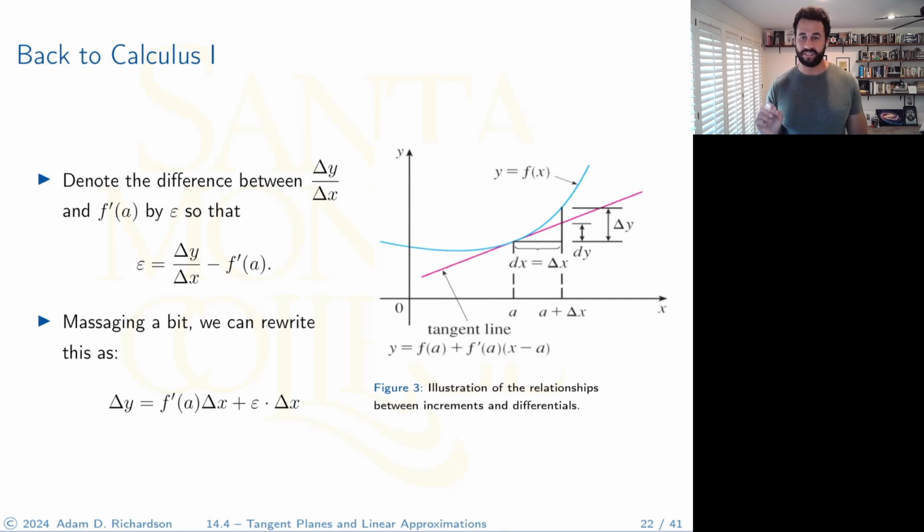What we're going to do is this. This is the new part. We're going to denote the difference between delta y over delta x, the difference quotient, and the actual derivative by epsilon. So that epsilon is literally the difference between the approximation, the slope of the secant line, and the slope of the tangent line. That's what's going on here.